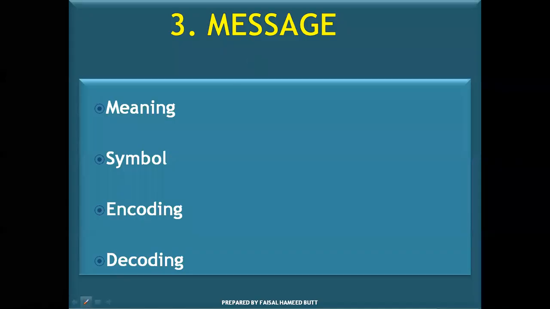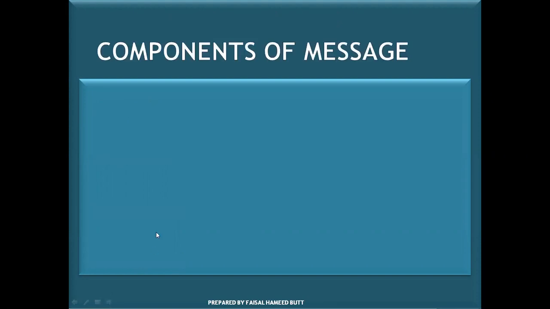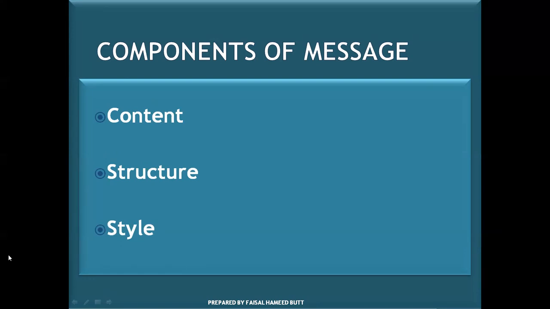So now see, we have these terminologies on the screen: meaning, symbol, encoding, decoding, and there are 2 more, that is encoder and decoder. So now we move to components of message. A message will have 3 components. First one will be content, second one will be structure, and third one will be style. Now see, what is content? Content means required information to achieve the desired goal. Structure means the order or sequence given to information, and the grammatical structure to present information.